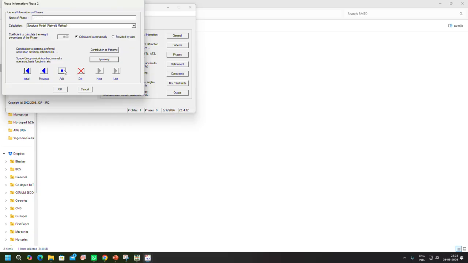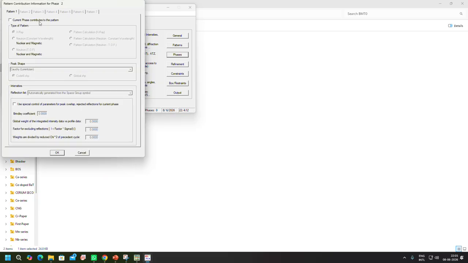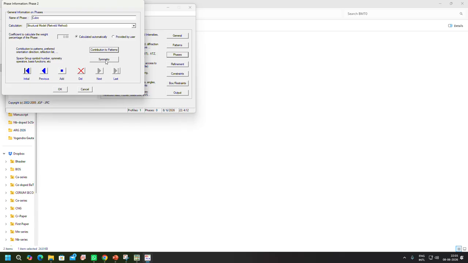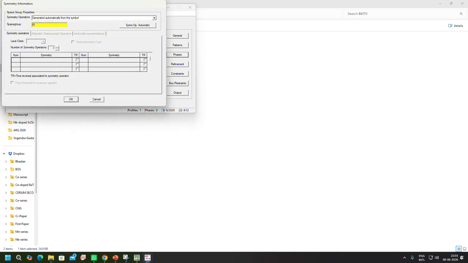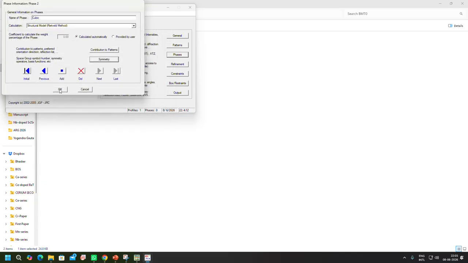Try to remember; once you add, there is no need to go back to check. You just try to remember this. Then you put cubic, and for contribution to pattern again you choose pseudo-Voigt, and then okay. Then go to the symmetry, and here you put Pm3m as the space group for the cubic crystal structure of barium titanate.